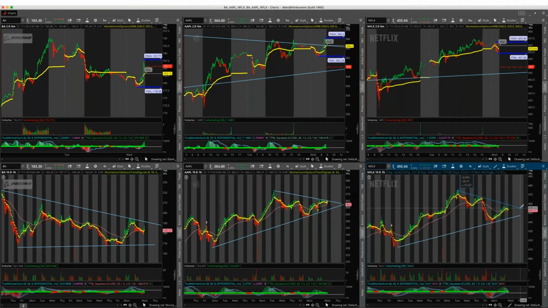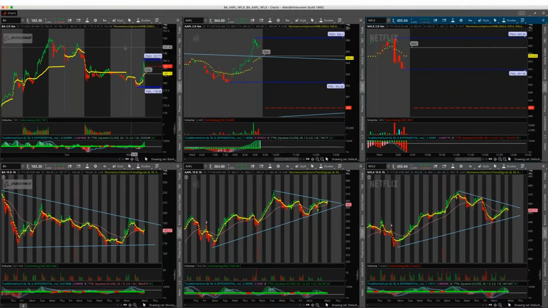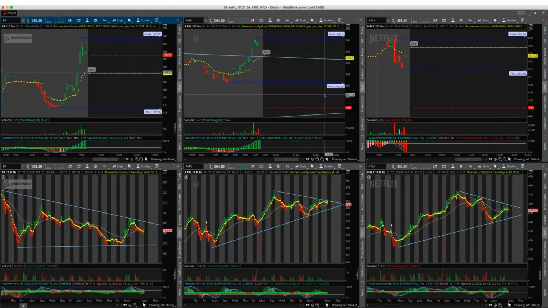You might also notice we're in this kind of symmetrical triangle on Netflix, just like on Apple. So now we got some trend lines drawn, and all we have to do is let the market open and let Orbee set us up. And if we get some signals, we're going to enter those trades.